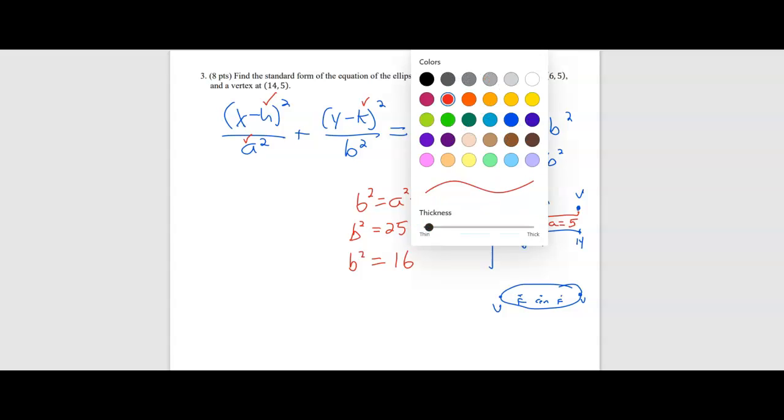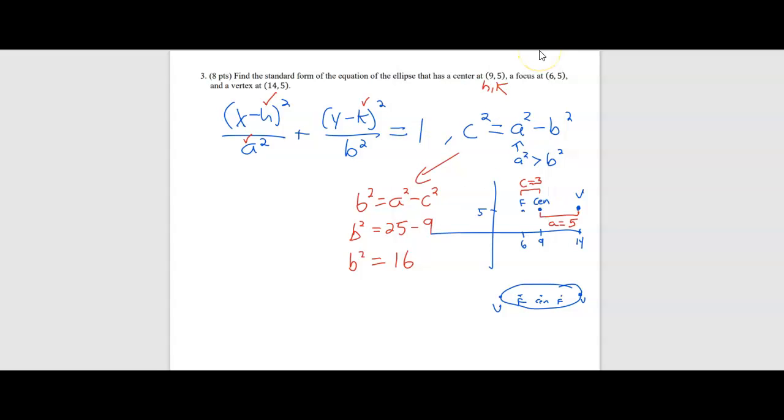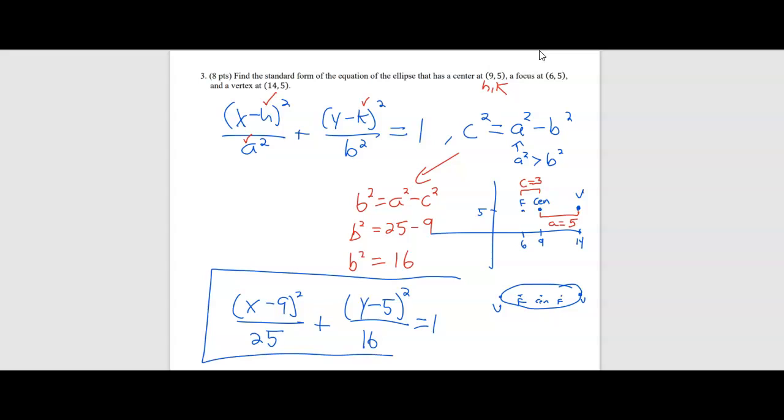We're now ready to write our final answer. (x − h) is (x − 9)², over a², and a is 5, so a² is 25, plus (y − k), that's (y − 5)², over b², which we just found is 16, equals 1. We have our standard form for the ellipse with the given information.